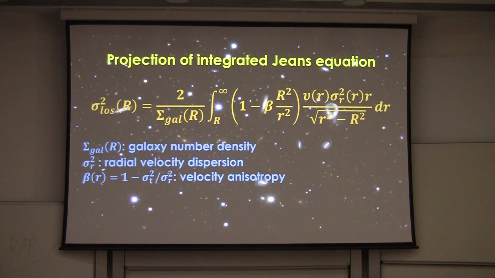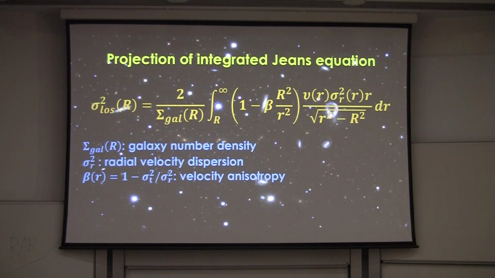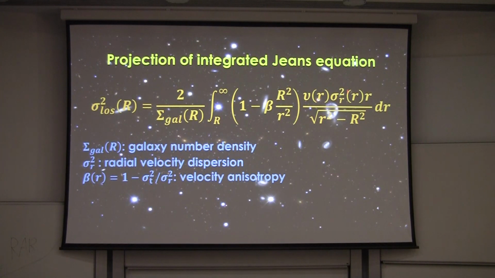Next, what can we observe? It's actually the projected galaxy distribution, not really the volume number density, and the line-of-sight velocity, not the 3D velocity. So we have to match what we can observe to the quantities we really want. This is the projected equation, which relates the line-of-sight velocity dispersion and the surface number density, Sigma, as a function of the 2D radius R, to the 3D quantities. Basically, we solve these equations for the given parameters.